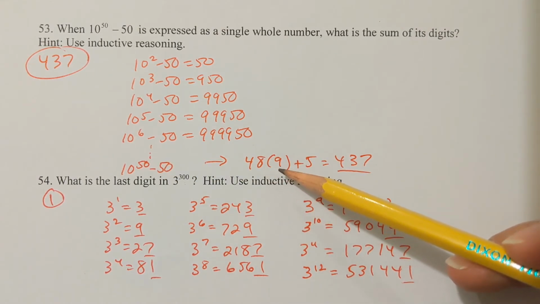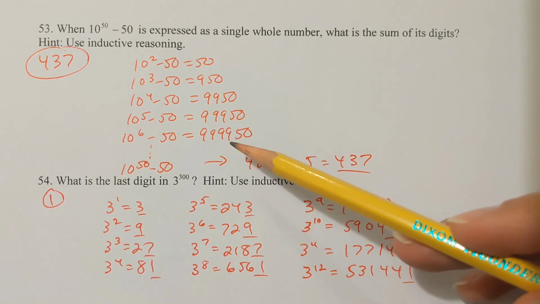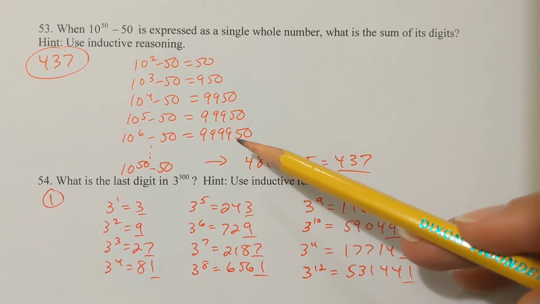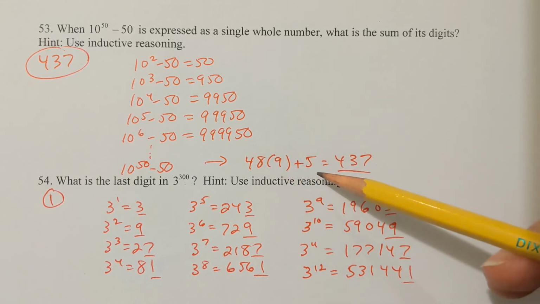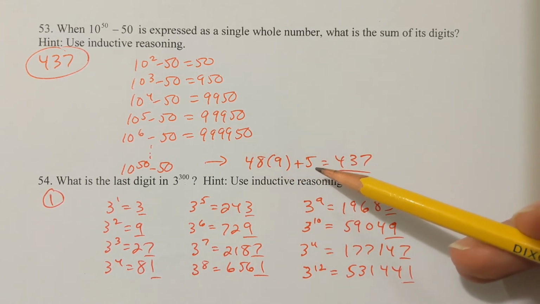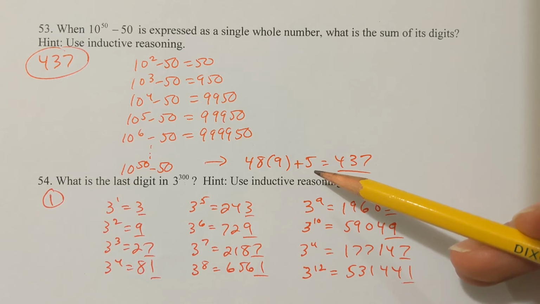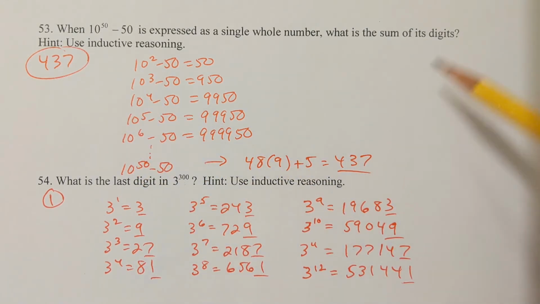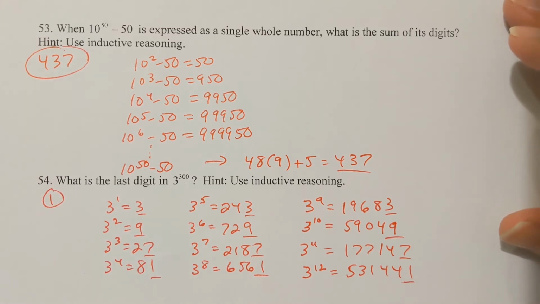So if I take 48 times 9, I'll get all those 9s when added. Plus 5 plus 0. The plus 0 is not going to do anything, but plus 5. I'm looking at 437 as the total.